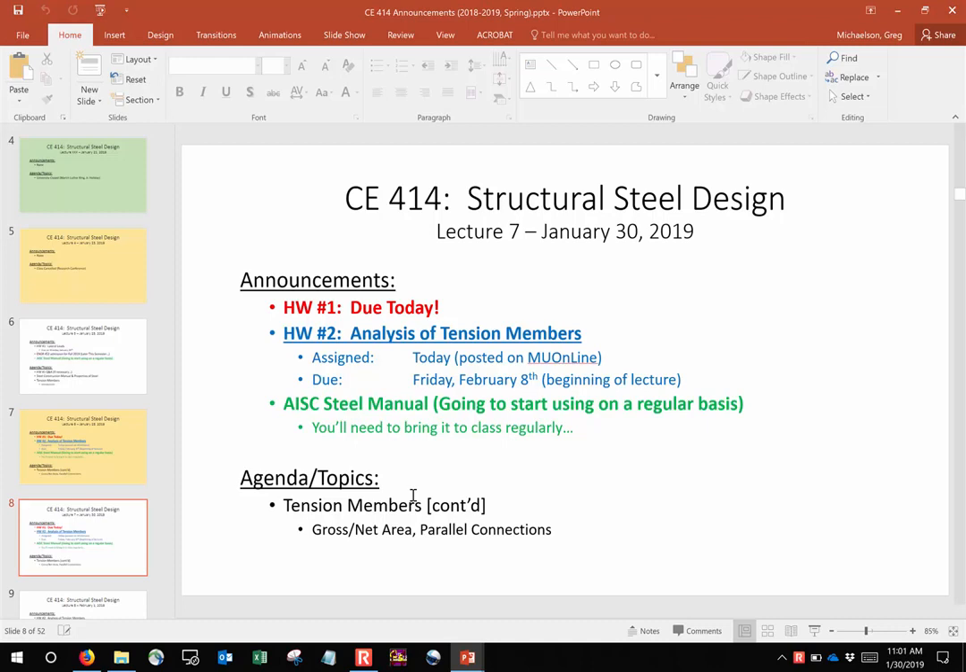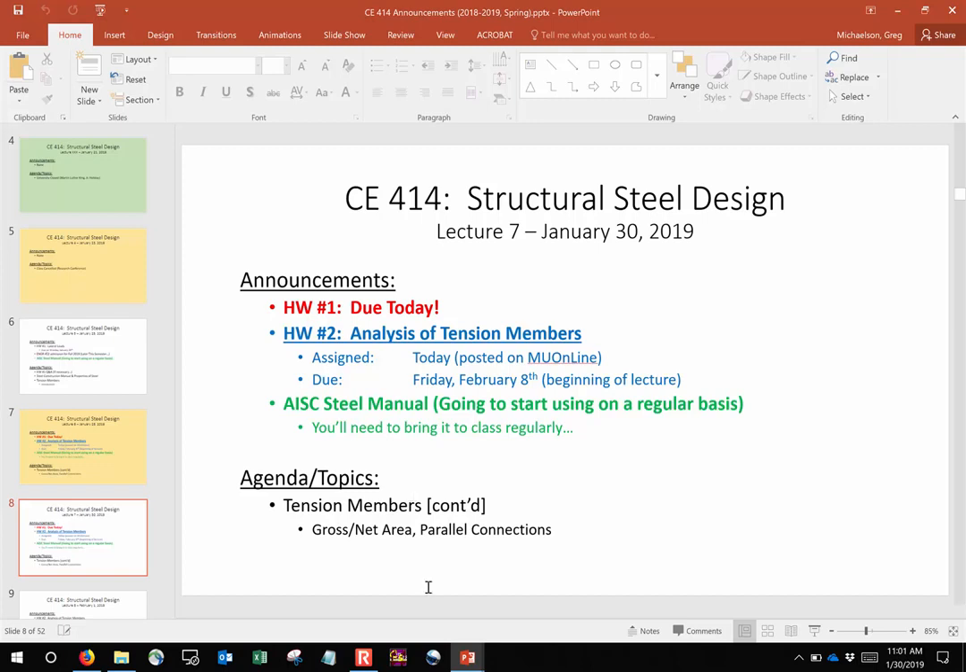As long as you can do gross and net area calcs and then compute shear lag factors, you should be good. So that's what we're going to do today, is start with gross and net area calcs. As for the steel manual, you do need to start bringing it on a regular basis because we're going to start using it. I mean, we're actually going to be using it today. So you'll definitely want to have that with you. And with that, are there any questions? Because I'm going to just jump right into it.